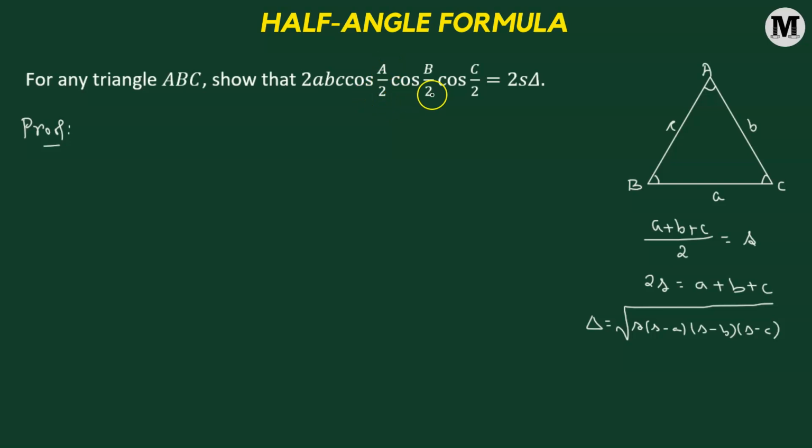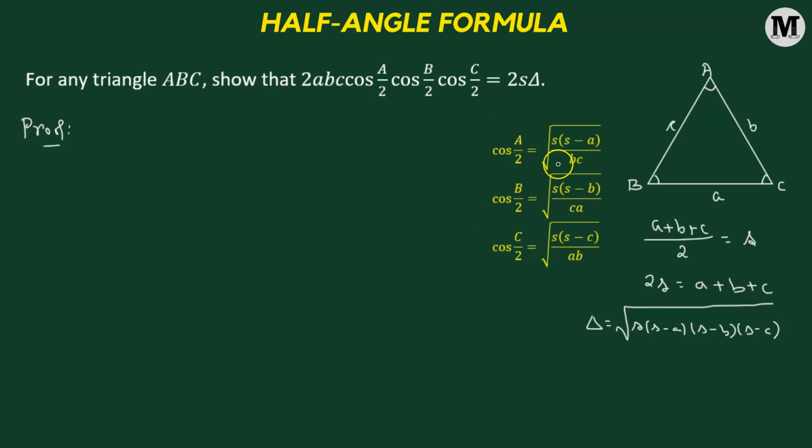We have cosine of A over 2, cosine of B over 2 and cosine of C over 2. There's a standard formula for this, given by cosine of A over 2 equals the square root of s multiplied by s minus a divided by bc. Similarly, we have it for cosine of B over 2 and cosine of C over 2. So let's use all of these ideas and we'll start our proof from the left hand side.